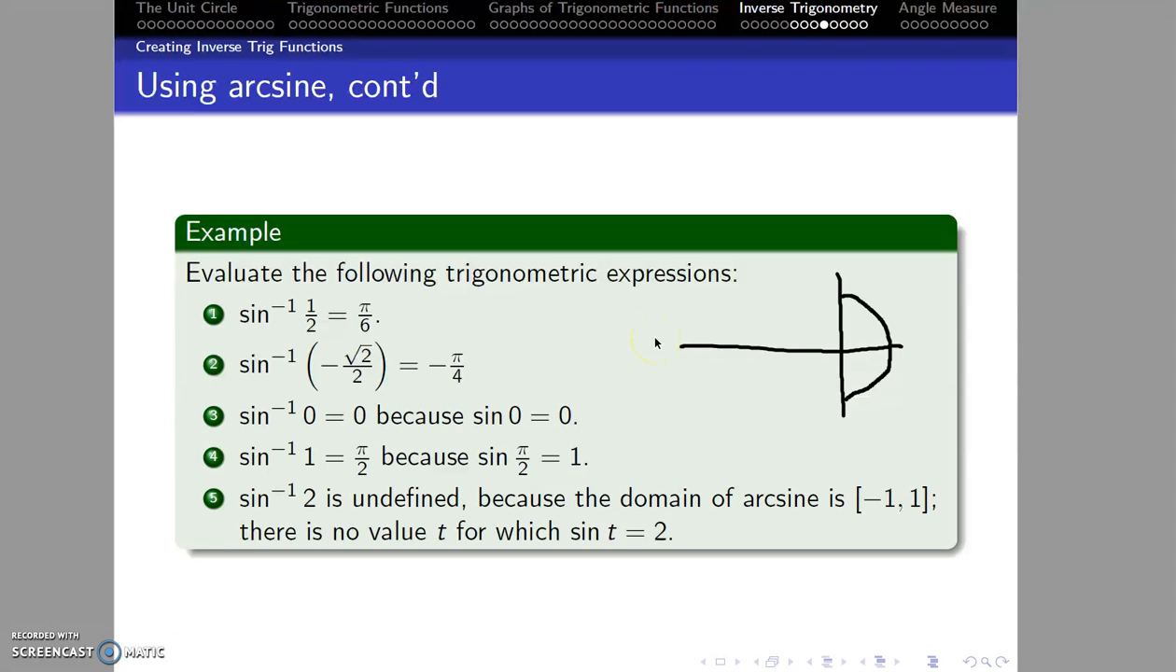And that's more or less how we do all of them. For all the arcsine evaluations, we just ask ourselves, where on this half of the unit circle am I going to have the y value, or the sine value, being what I'm trying to find? And that angle, that position, that number is what arcsine is going to come out to be.